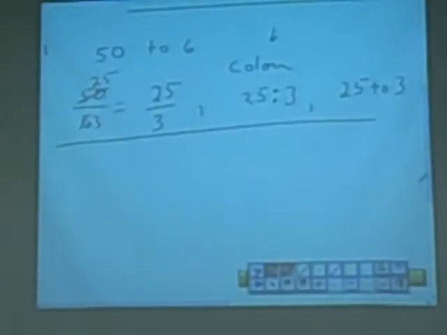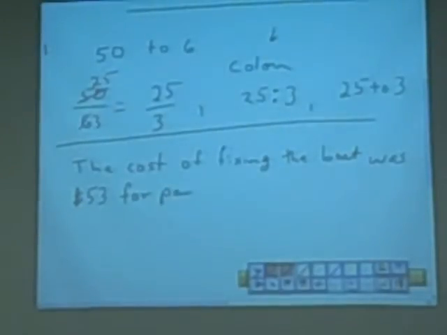Simplest form using a fraction. So if we have a problem such as the cost of fixing the boat was $53 for parts, to $230 for labor. Find the ratio.